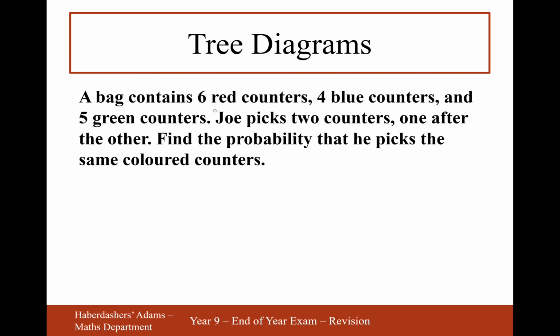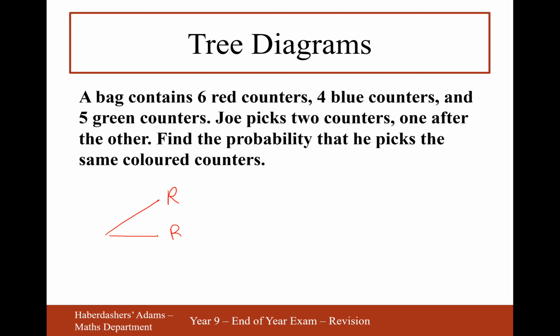So a bag contains 6 red counters, 4 blue counters, and 5 green counters. Joe picks 2 counters, one after the other. Find the probability he picks the same coloured counter. Now, I'd be here for quite a while, and I haven't got enough space to draw the whole probability tree. So I'm just going to go for what Joe could pick first.